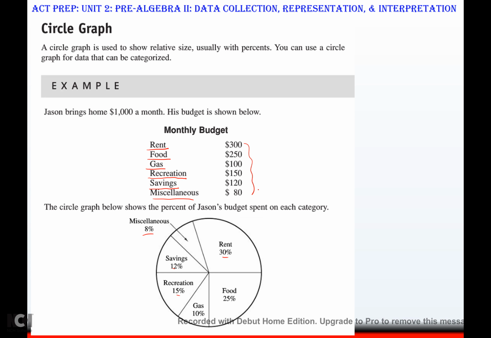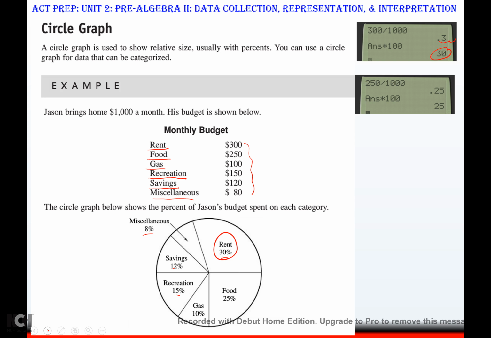Well, you're trying to figure out what percent of 1,000 is 300. So what you're going to do is say 300 divided by 1,000 is 0.3. Turn it into a percent, makes it 30%. So that's how they got their rent, 30%. They did the same thing for food. 250 divided by 1,000 is 0.25, so that's 25%. Gas, 100 divided by 1,000 is 0.1, as a percent is 10%.